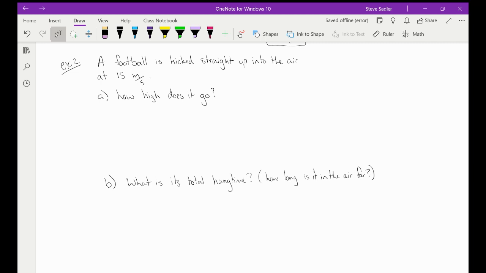So example 2, a football is kicked straight up into the air at 15 meters per second. How high does it go, and what is its total hang time? And what hang time means is how long is it in the air for. So let's draw a picture.